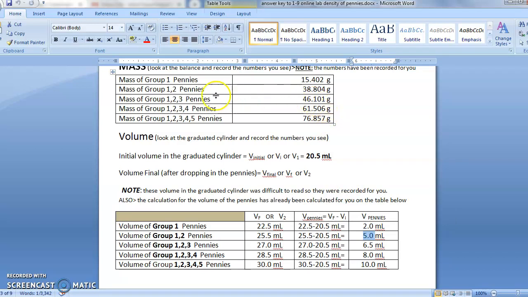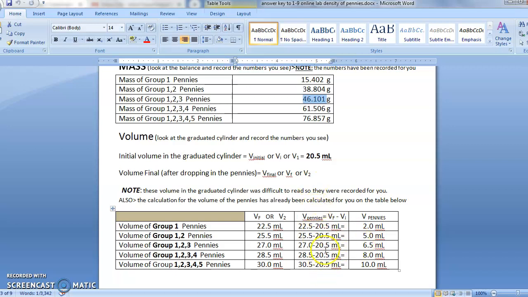He continued to add groups of pennies. He added more pennies, which he called Group 3, to Group 1 and Group 2. So 1 and 2 were still on the balance. He added Group 3 to it. The mass went up to 46.101. The volume went up to 27. 27 minus 20.5 is 6.5.